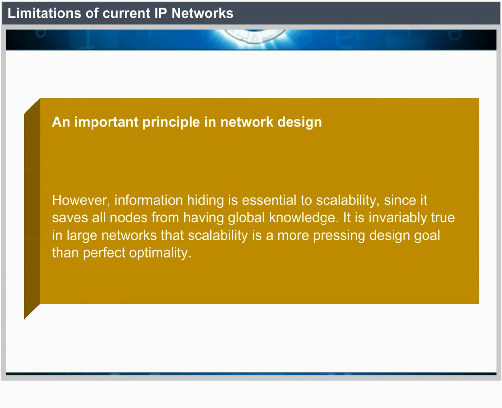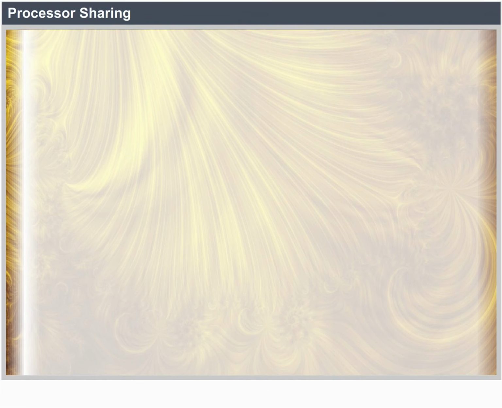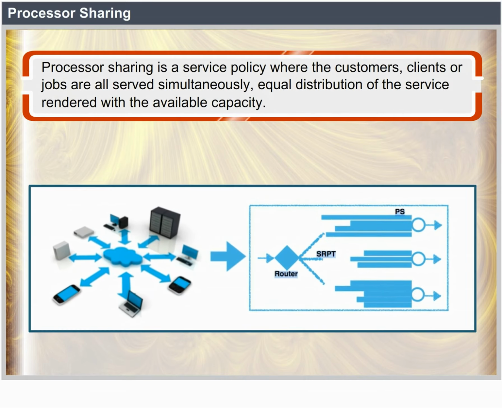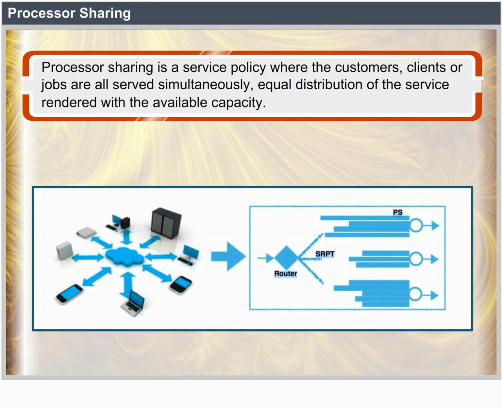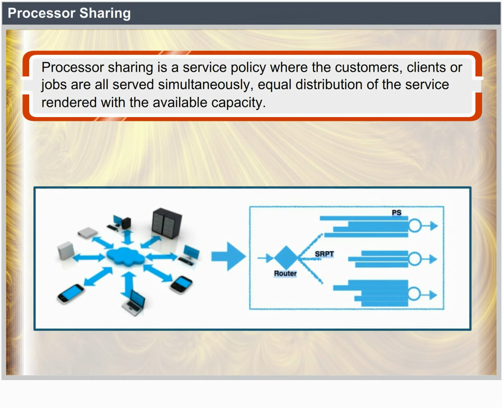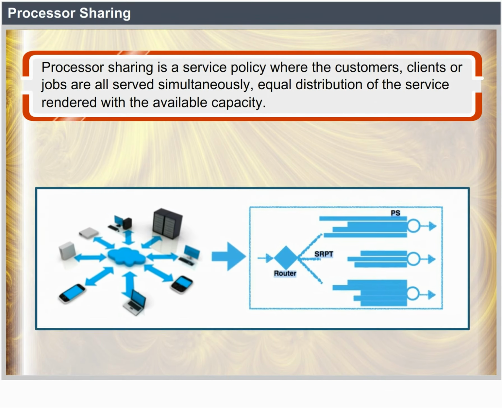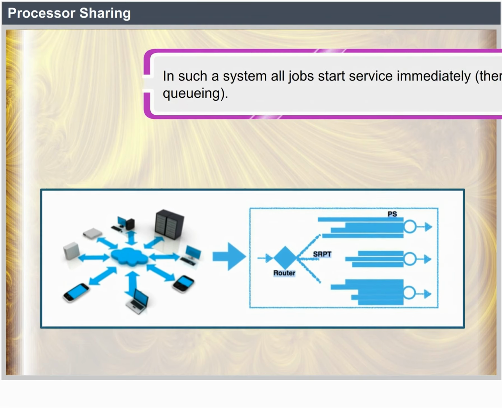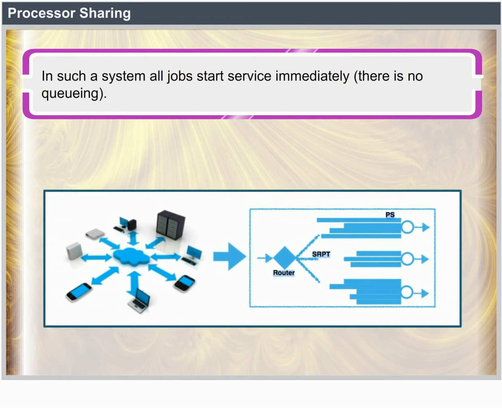Processor sharing. Processor sharing is a service policy where the customers, clients, or jobs are all served simultaneously, each receiving an equal fraction of the service capacity available. In such a system, all jobs start service immediately. There is no queuing.